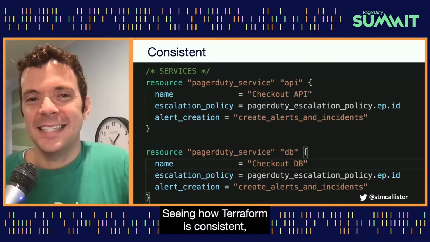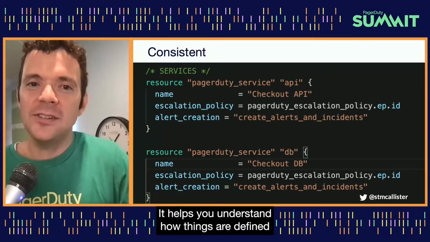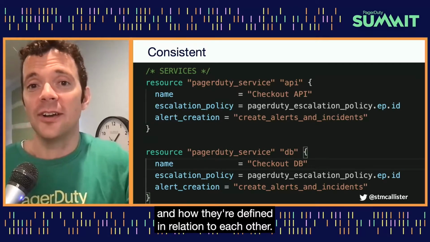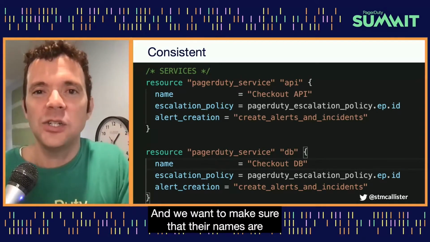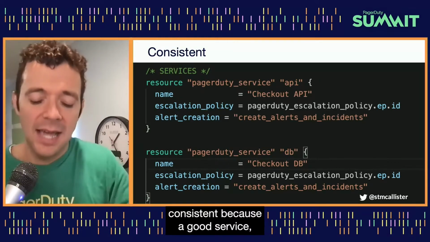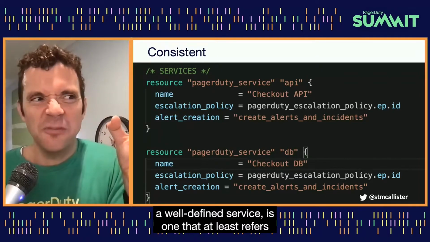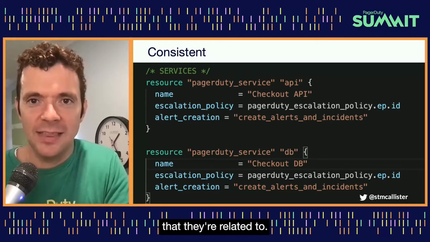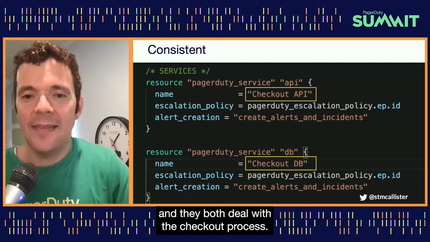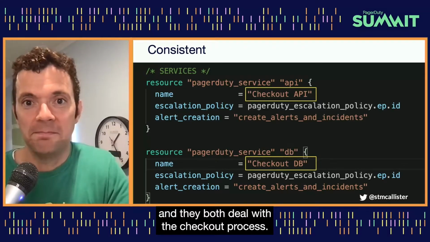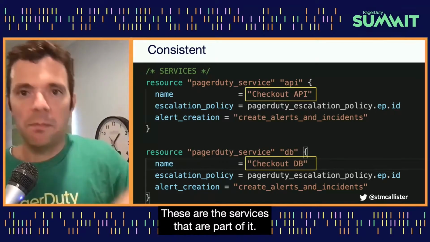Seeing how Terraform is consistent, it helps you keep your infrastructure consistent. It helps you understand how things are defined and how they're defined in relation to each other. In this case, we look at these definitions of these two services that we have, and we want to make sure that their names are consistent, because a well-defined service is one that at least refers to that portion of the application that they're related to. In our case, we have these two services that are about the API and the database, and they both deal with the checkout process. And we want to make sure the checkout process is well defined. These are the services that are part of it.